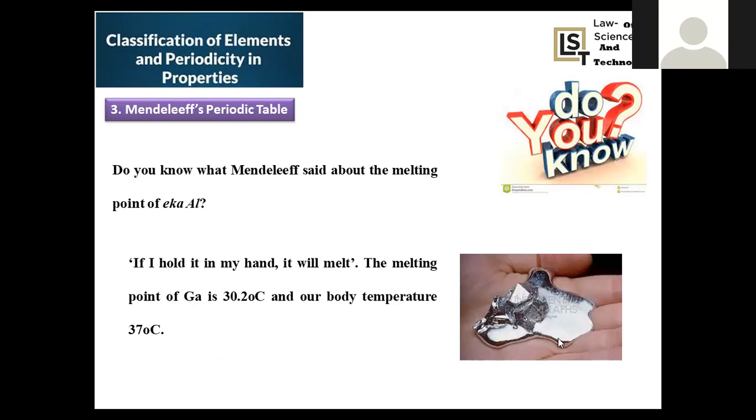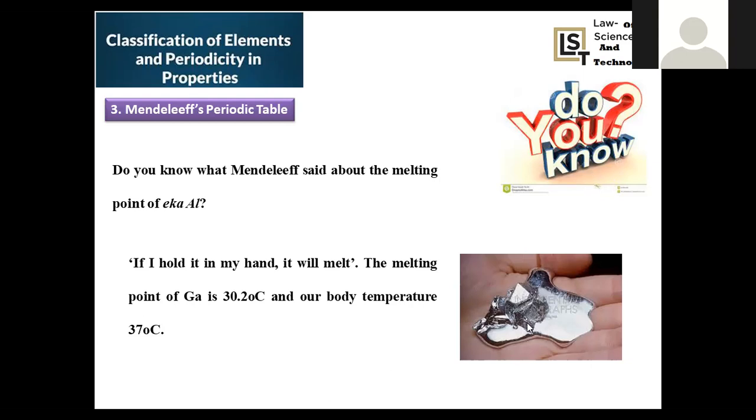But interestingly, after the invention, the element gallium has a melting point value of 30.2. Our body temperature will be 37 in general, right? So that's the reason why gallium, though it is a solid material, will always be in a solid state.